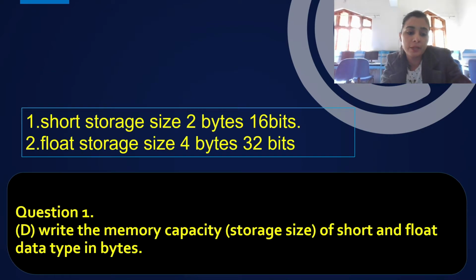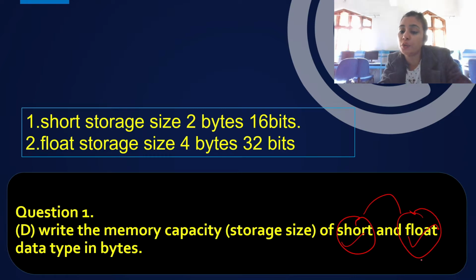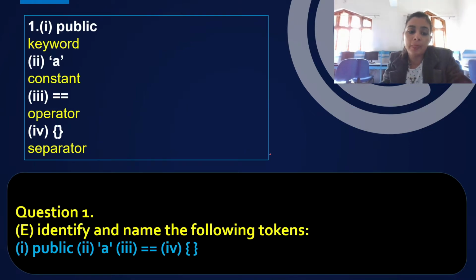Moving next, this question is related to the data type, right? Data types here, write the memory capacity or storage size of short and float. You have to learn all these things: the memory capacity for short, int, long, double, char. Here, as we know, it takes 2 bytes. 2 bytes, 8 multiplied by 2, that means 16 bits. 4 multiplied by 8 is 32 bits. So these are all very, very easy questions.